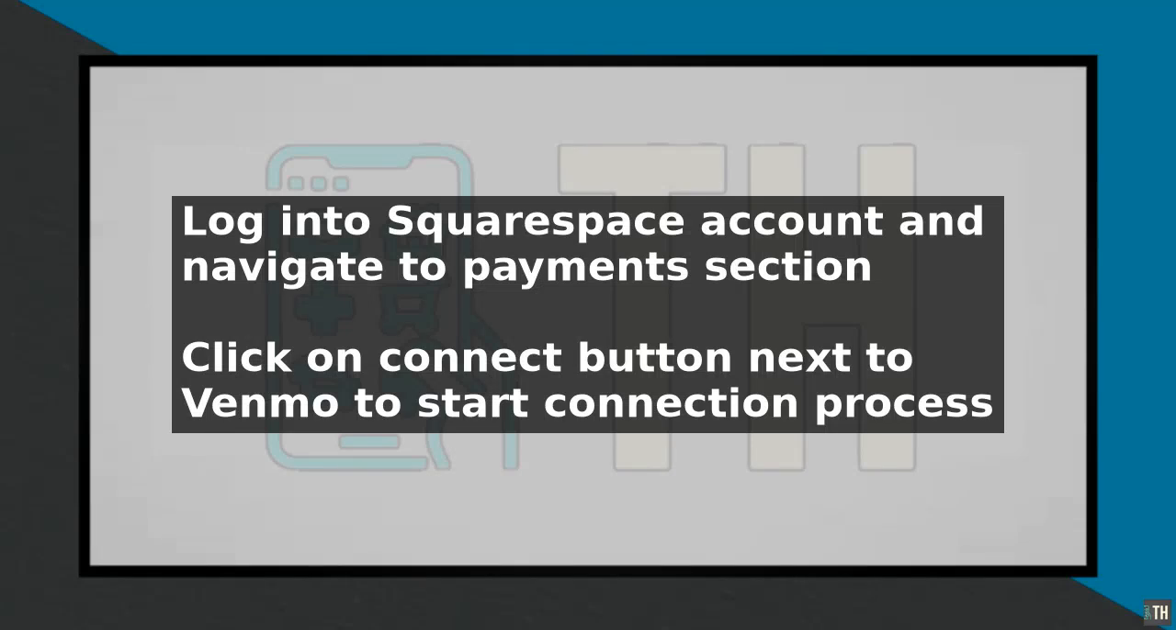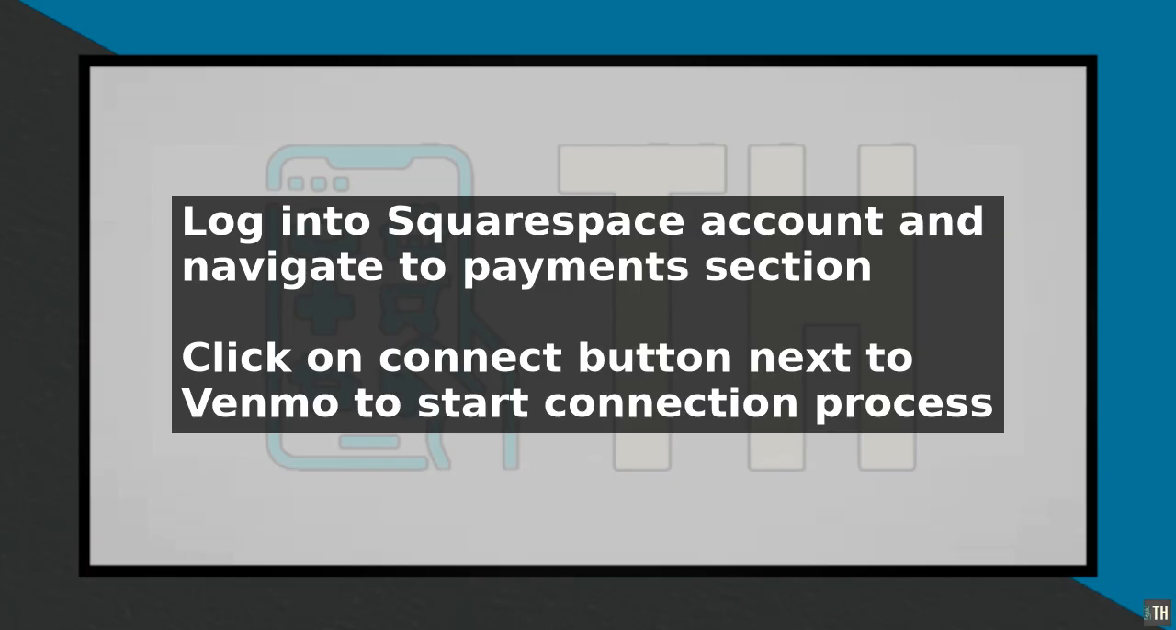To add Venmo to Squarespace, you will need to connect your Venmo account to your Squarespace website. This will allow you to accept payments through Venmo on your website. Start by logging into your Squarespace account and navigating to the Payments section.